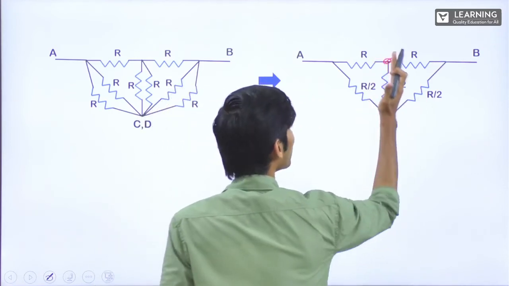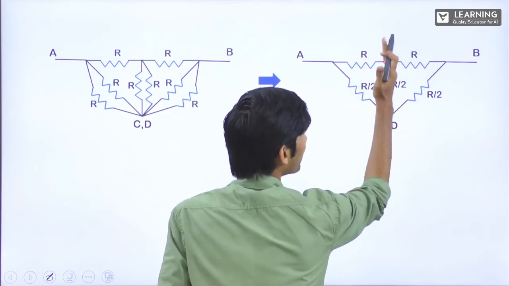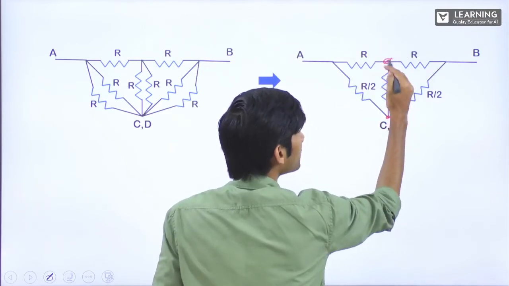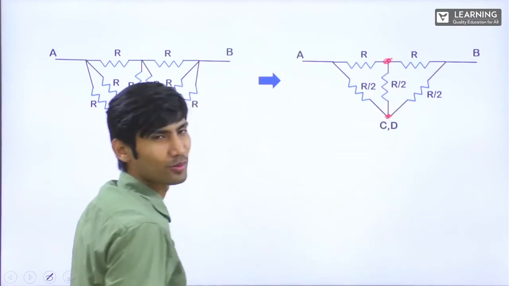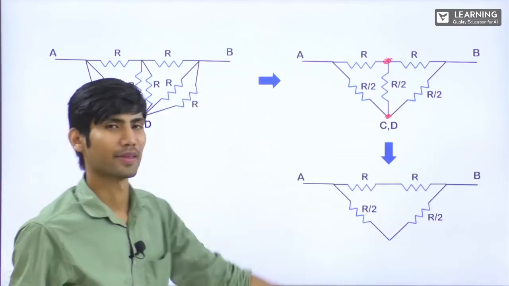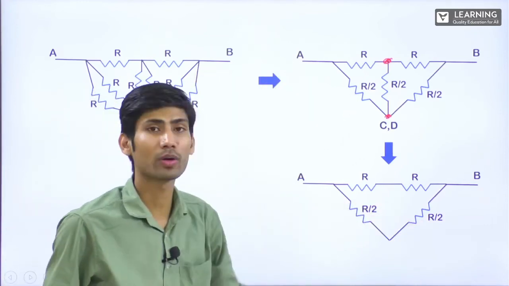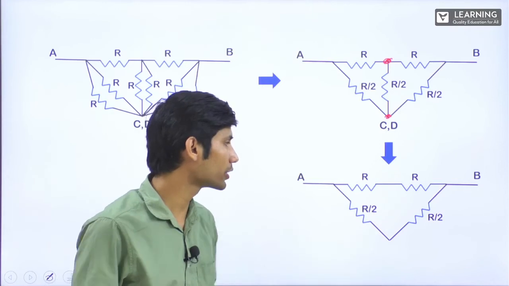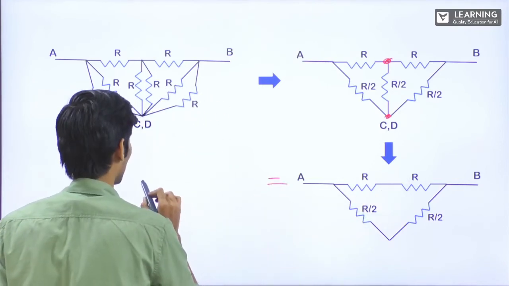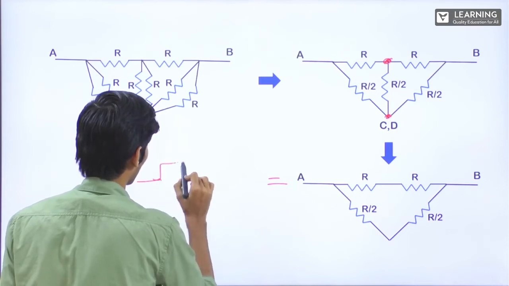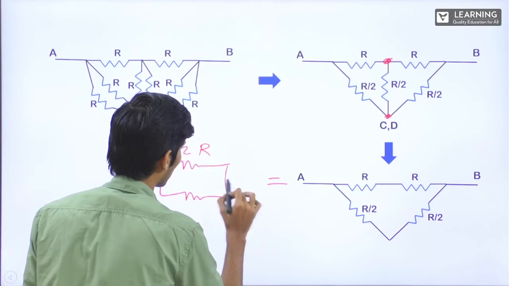Or you can look this way also. See, there is a mirror symmetry. This part, if I put a mirror here, that means these two are at same potential, I can remove this wire also. Now can you solve it? It became easy. R by 2 are in series. These two are in series, so it will be R. This is 2R. 2R. R.